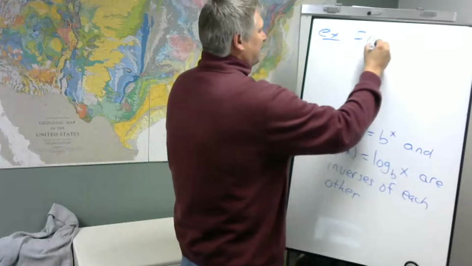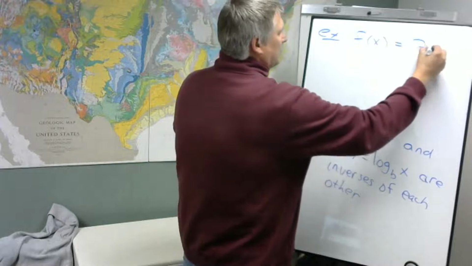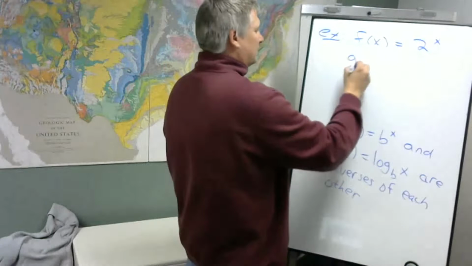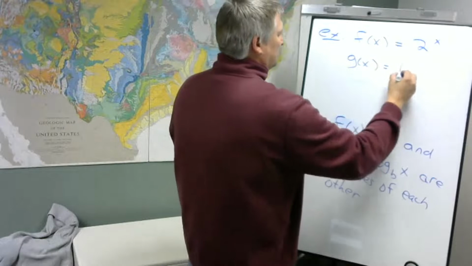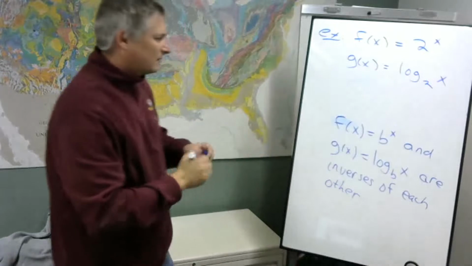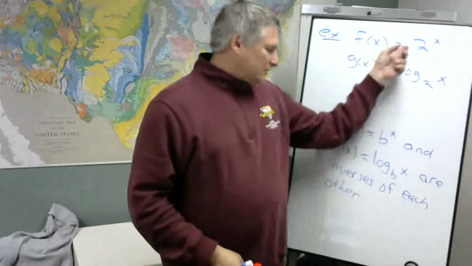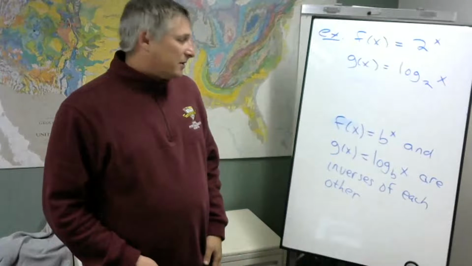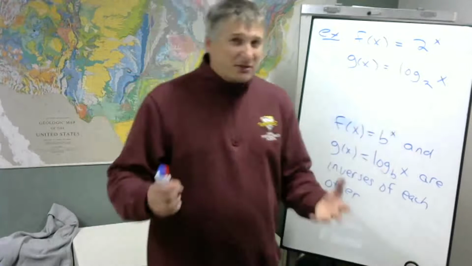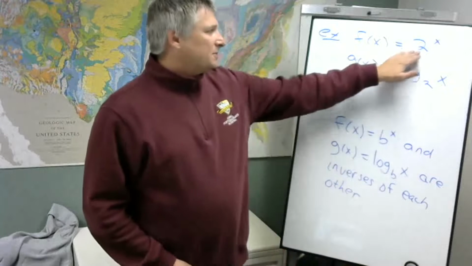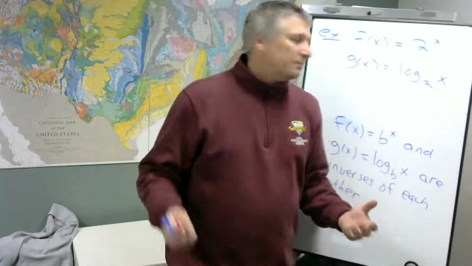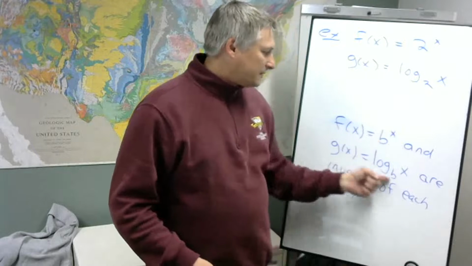Let's say we have f of x equals 2 to the x. And then we come up with a g of x, which is log base 2 of x. Well, these two functions are going to be inverses of each other. Got the base, and the base. Now the bases have to be the same. Since this is base 2, if this was base 3, they wouldn't be inverses of each other. You've got to have the same base here.